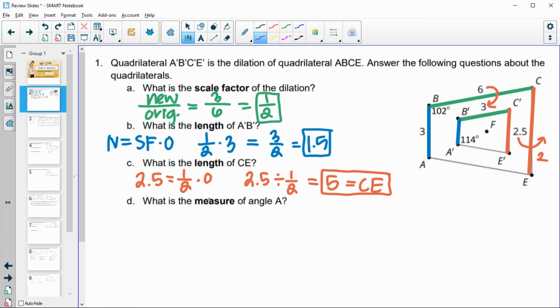All right, then what is the measure of angle A? And so angle A is here. Angles stay the same in a dilation. So angle A is going to equal angle A prime. And we see that A prime is 114 degrees. So angle A is also going to be 114 degrees.